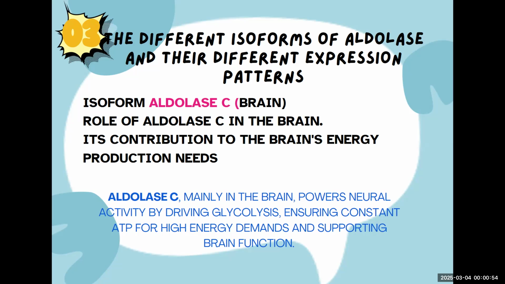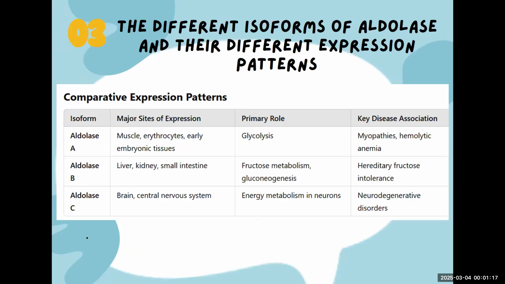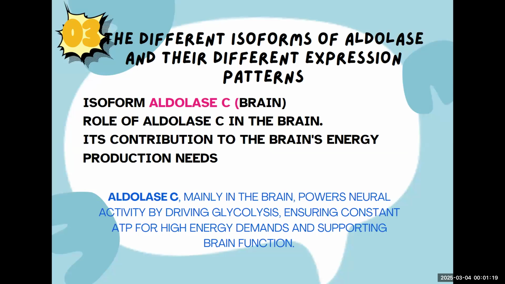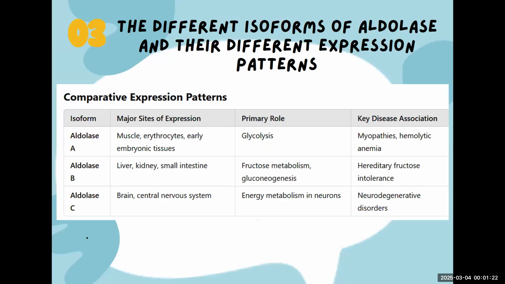an important function in brain energy production needs and in neural transmission and in different kinds of neural development, like interacting with the cytoskeleton component and playing an important role in neural function. So in brief, the difference between aldolase A, B, and C, the location of them.